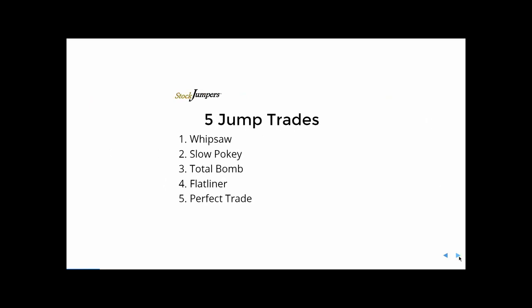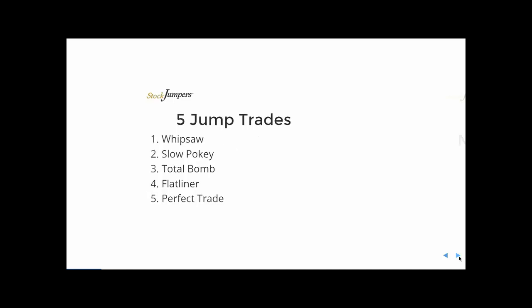All right, so basically these are 5 different styles of trades that you may see as StockJumpers. Not every jump is perfect. We would love that, but they don't always turn out to be correct. But it's learning how to understand how a trade's happening and to be a nimble trader, take advantage of the profits where you're at right now, or know when to cut a loser, or know when to stay in and wait till the next morning if nothing's happening. So we have a whipsaw, a slow pokey, a total bomb, a flatliner, and a perfect trade. We're going to go through those, and I think we have some slides based on each one.